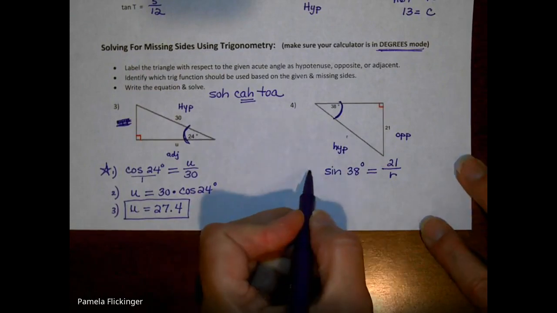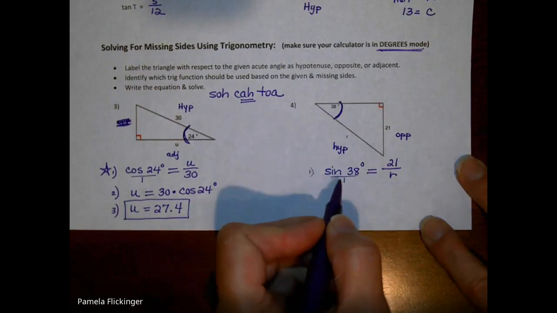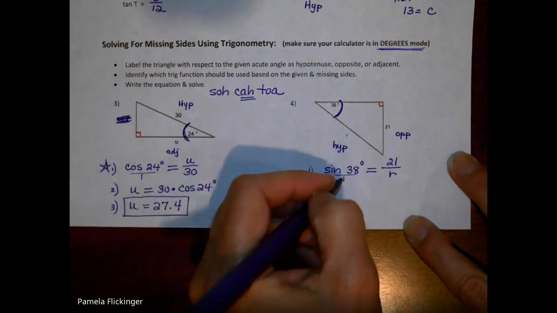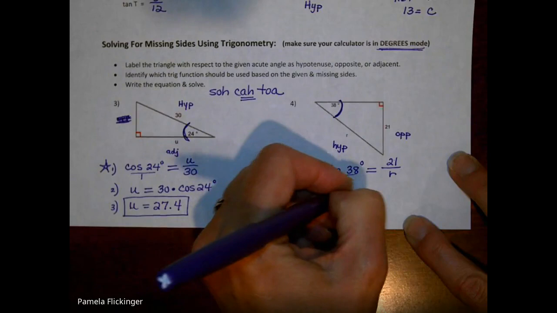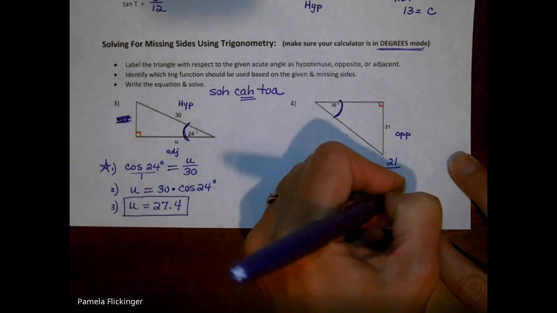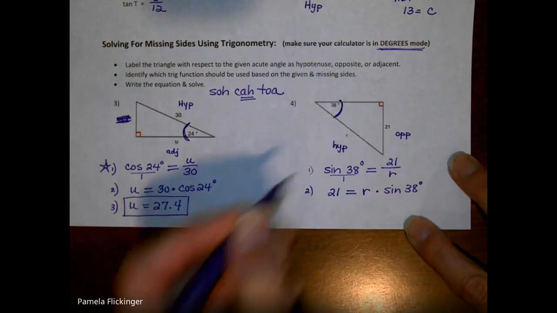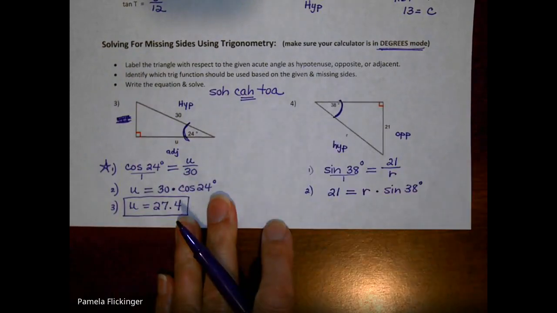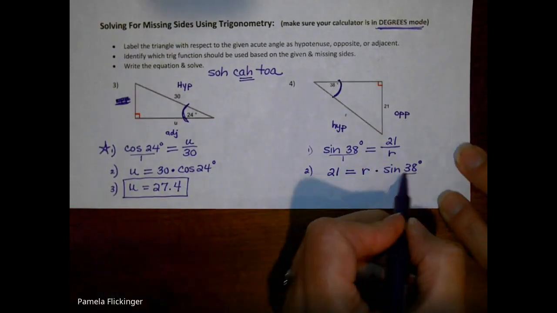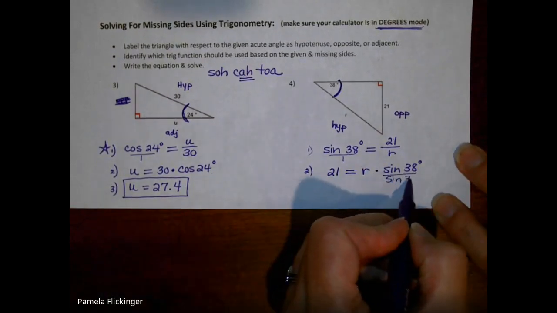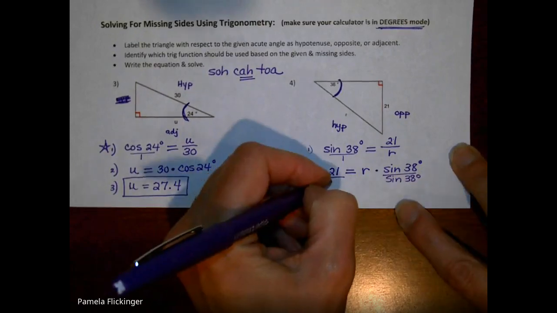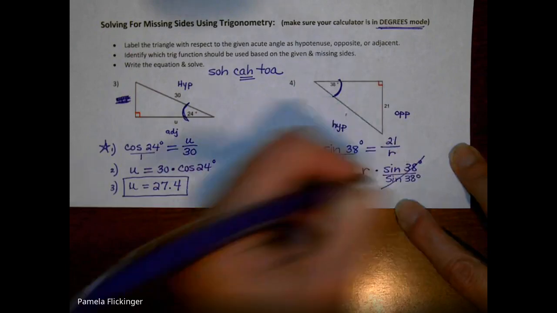So that's step one. So step two, I'm going to pretend this is over 1 and I'm going to cross multiply. So this time when I cross multiply, I've got 21 times 1. So 21 is going to equal, and then I've got R times the sine of 38 degrees. All right, there's nothing to punch in the calculator yet because R is not by itself. To get R by itself, I'm going to have to divide both sides by the sine of 38 degrees.